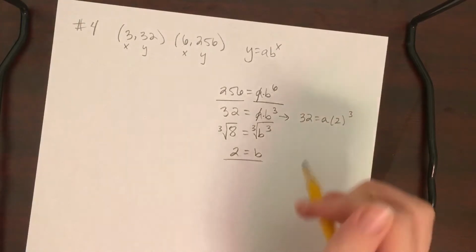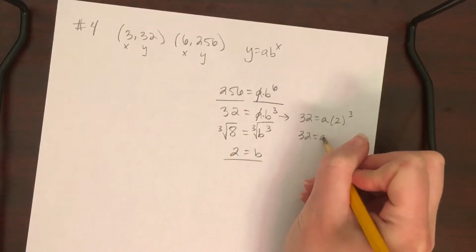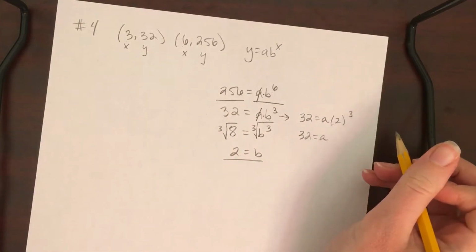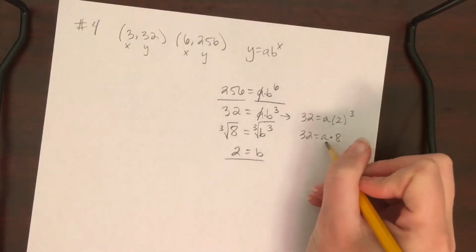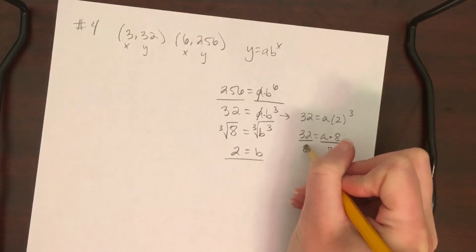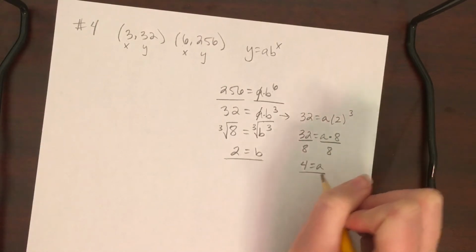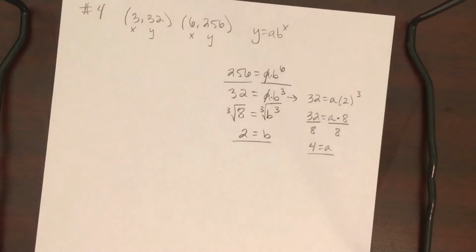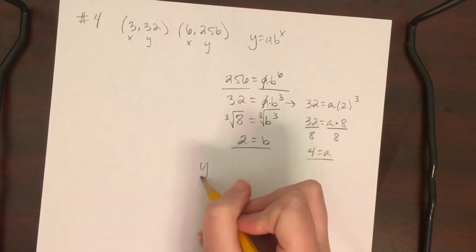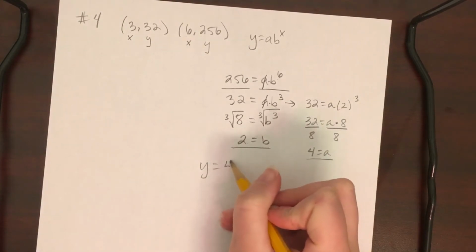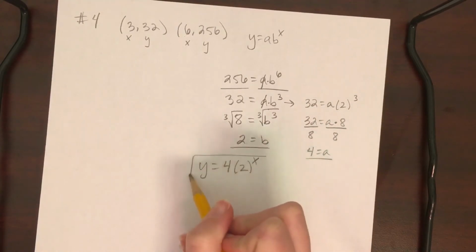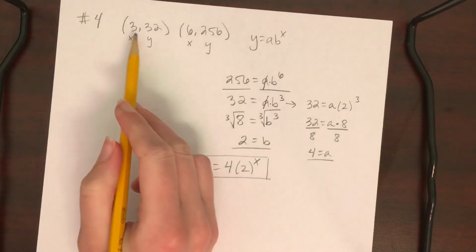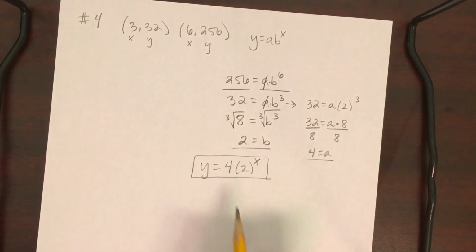We're going to find this for a. So 32 equals a times 2 to the 3rd power, we just talked about that. That meant 8. So to get rid of the multiplying by 8, I'll divide each side by 8, and I get my starting value is 4. All right, so I'm going to put those together. y equals my starting value of 4 times 2 to the x power. So this equation, if we were to graph it or plug these points back in, it would work for this equation.